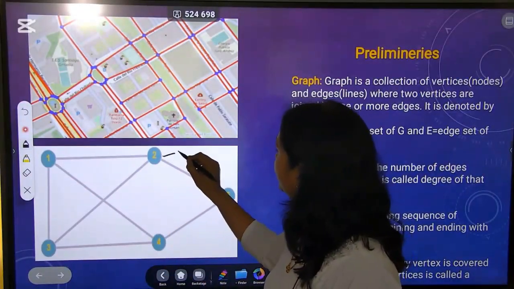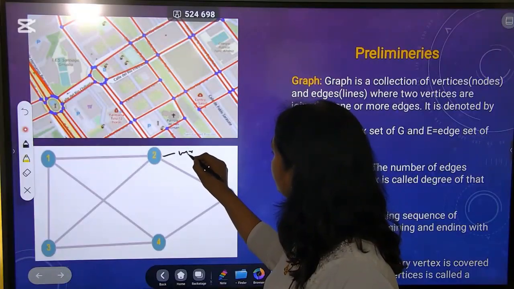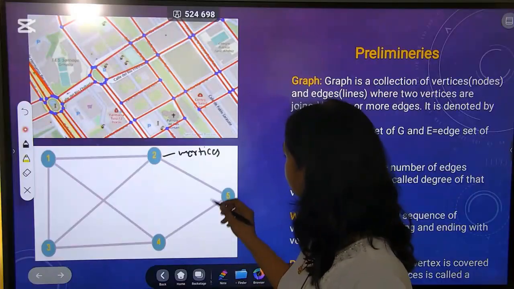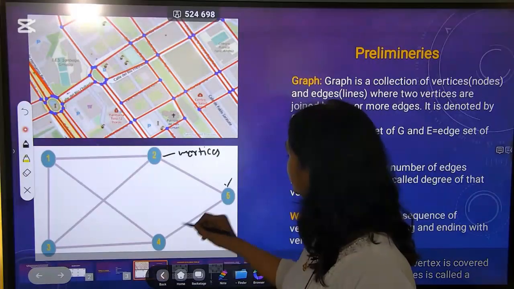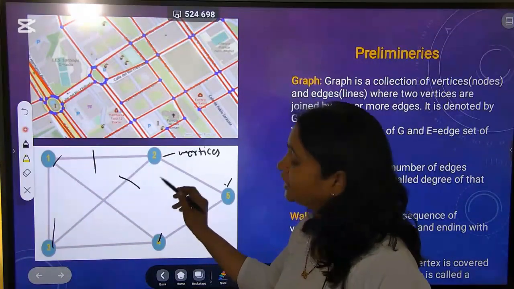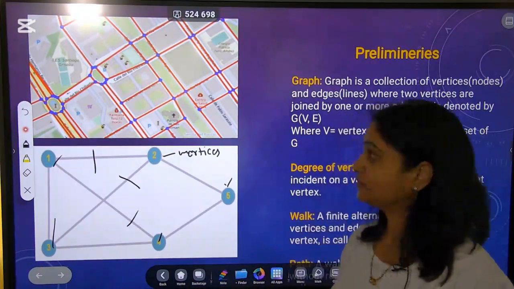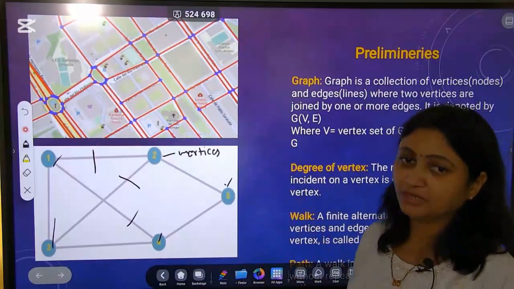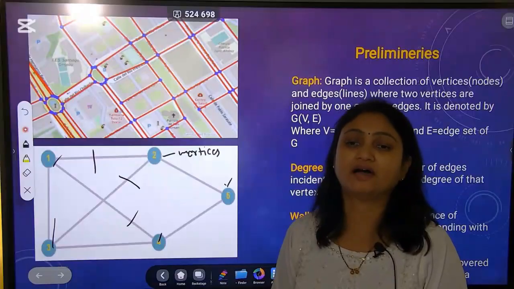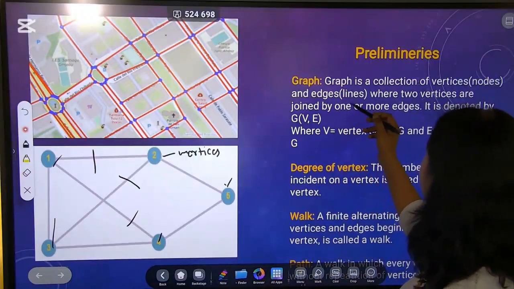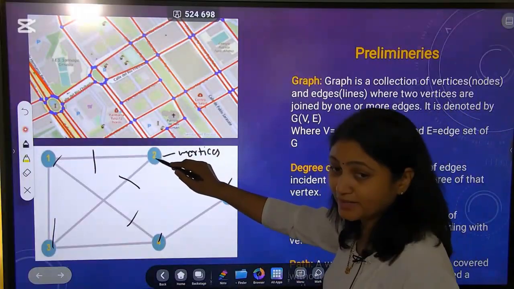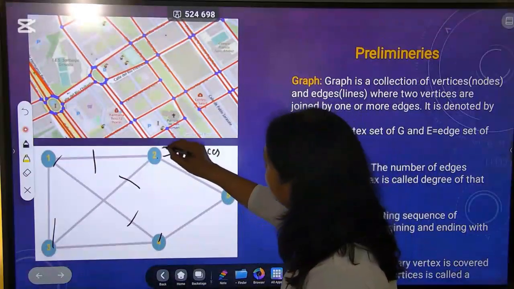So these are the vertices, and the lines joining them are called edges. So what is a graph? We are going to see Euler graph, but first we have to know what a graph is. So a graph is a collection of vertices, which are also called nodes.